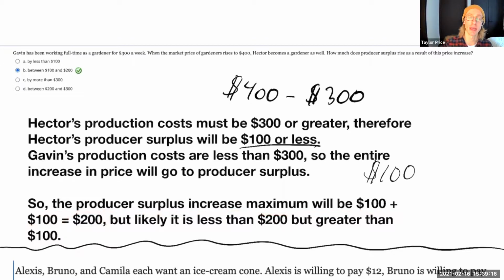But likely it's going to be less than that, because Hector's costs for gardening are probably going to be somewhere greater than 300. Because of that, we can say that the range is between 100 and 200 for the increase in producer surplus. Let me pause here and see if anyone has any questions.